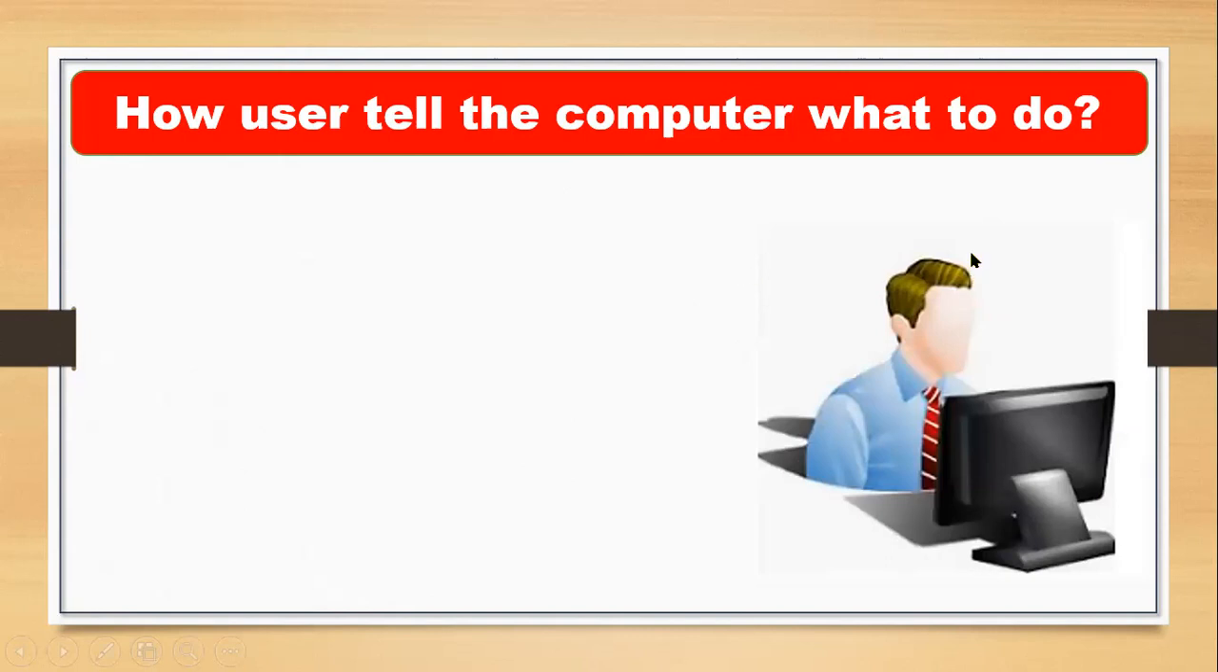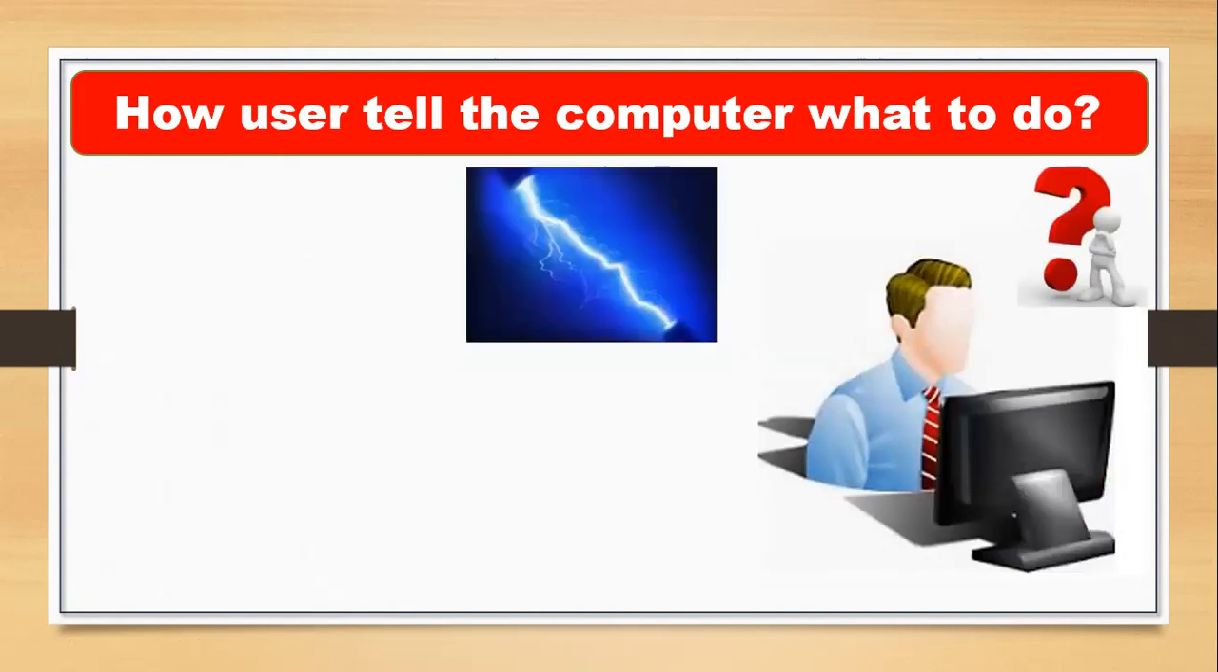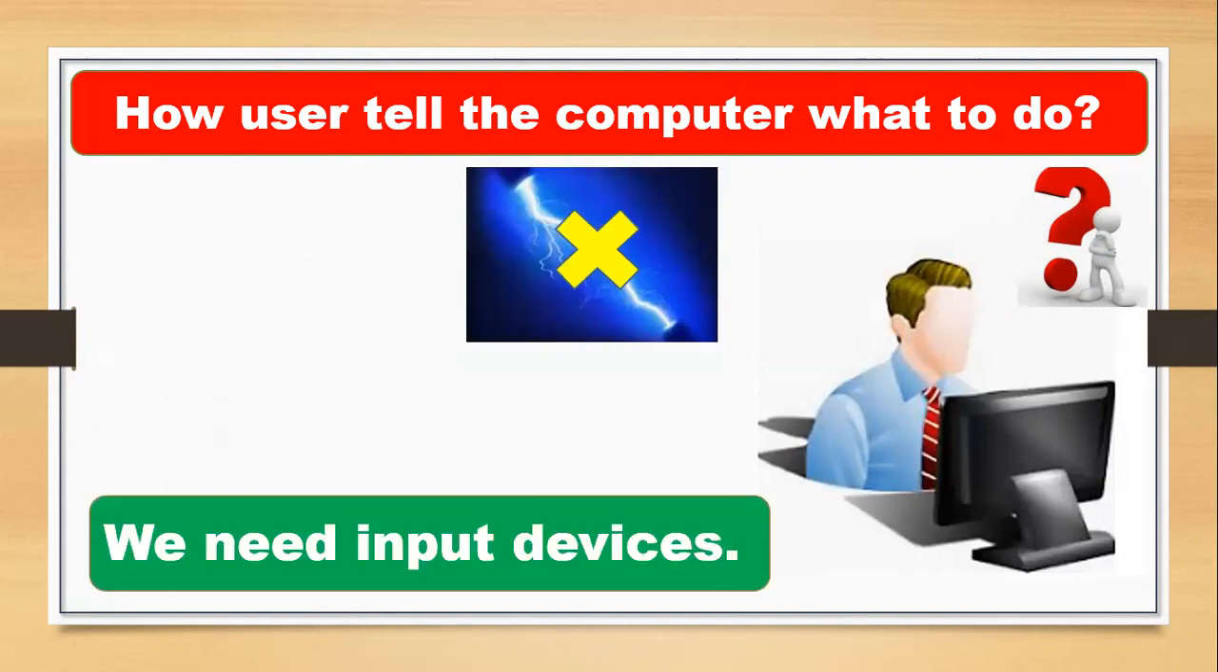Okay, how does a user tell the computer what to do? Think about it. You need electricity? No, because electricity is dangerous. We cannot touch the inside computer parts because there is electricity. So what do we need to do? We need input devices. We need input devices that help us to send information to the computer.